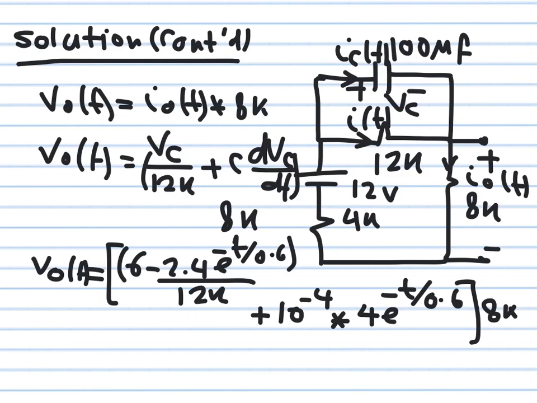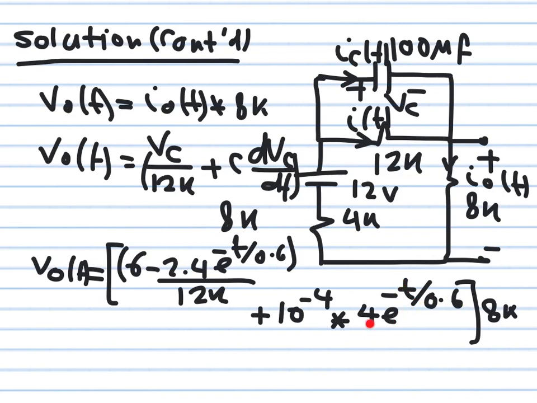So this one here is Vc, this is the one we calculated earlier. I divided by 12K, so this will give me this current. This one here is C, 100 microfarad, 10 to the minus 4, multiplied by the derivative of this term. If you differentiate this term related to t, you get minus 1 over 0.6, so this will give you 4 e to the minus t over 0.6.